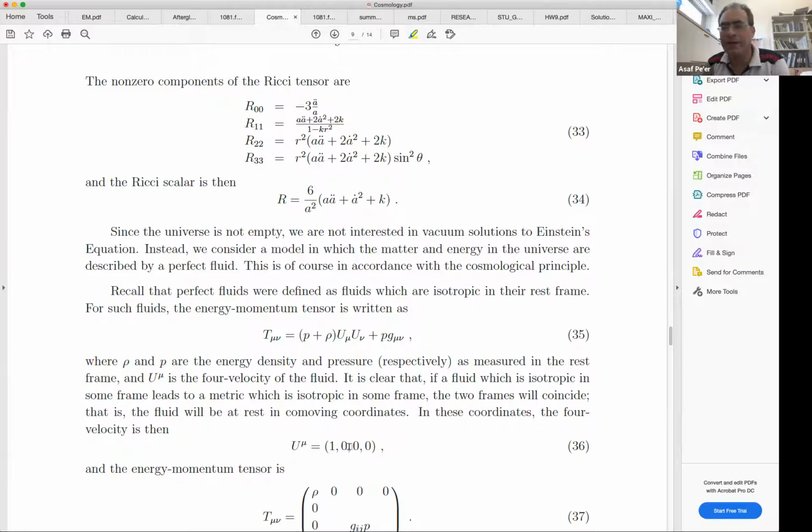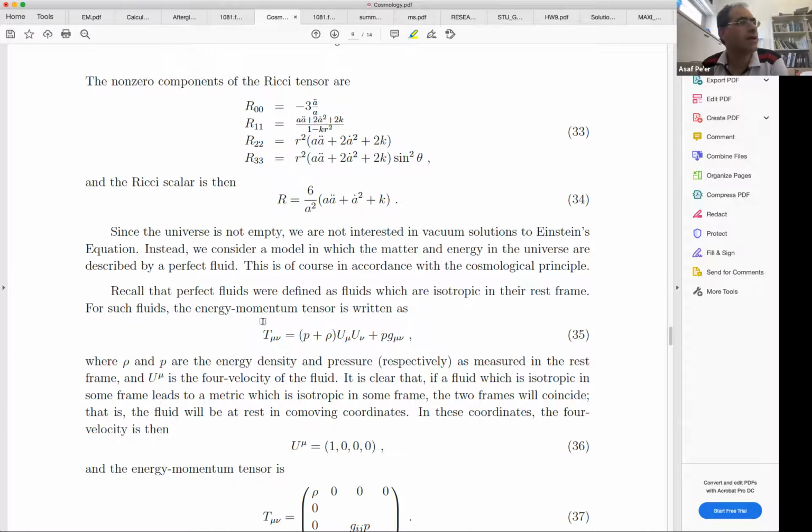By the way, can you see my mouse on the screen? Yeah, okay. Yes. Okay, very good. So it's just a (1, 0, 0, 0), right? In a comoving frame, there is no motion. So there is no velocity in any direction. So it will just be (1, 0, 0, 0).